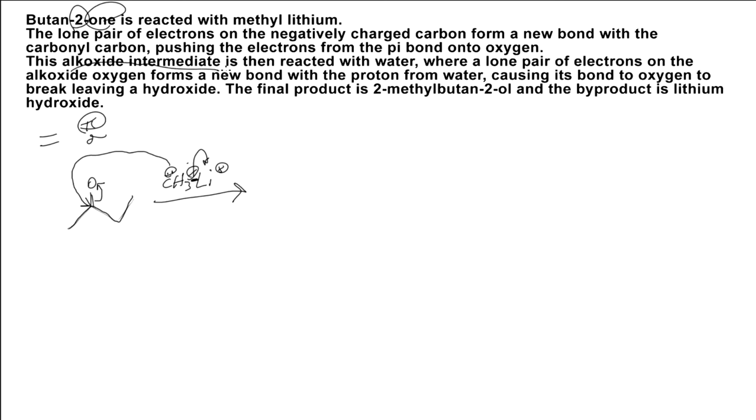This alkoxide intermediate is then reacted with water, so we have to first draw that here, and what that's going to look like is we're going to have the same 4 carbon structure here, along with a methyl group, since that's what we reacted with and formed a new bond with the 2 carbon, and also, since we broke this pi bond here, we're just going to have a single bond to oxygen. Now, in doing some accounting, we also know that this oxygen is going to have a negative charge, which will make it the alkoxide, as we were talking about earlier.